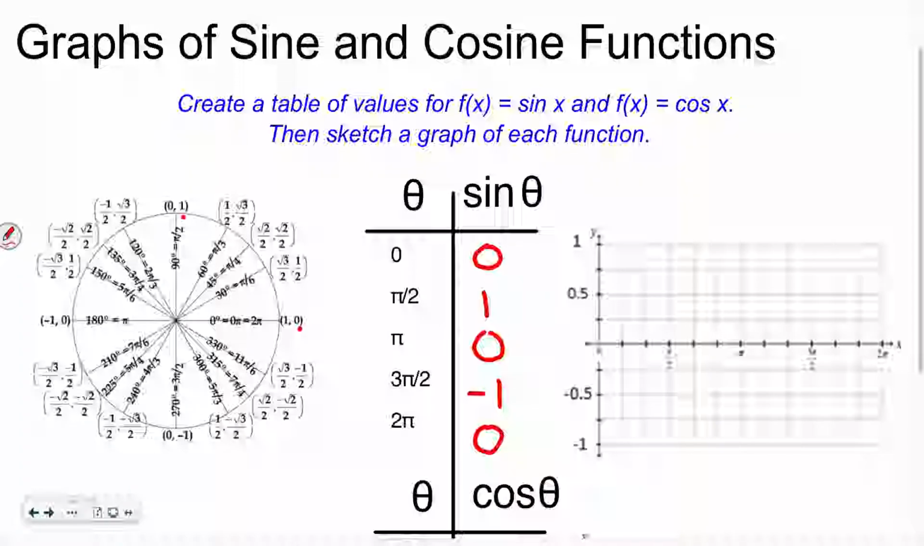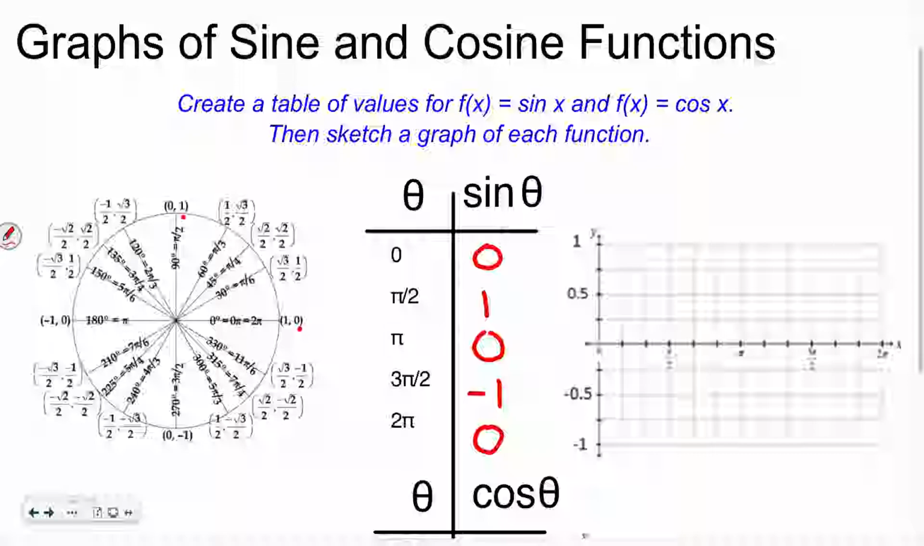And I could make that table of values longer. I could go from 2 pi to 5 pi over 2, which is 2.5 pi, and I'd be back at 1. Then I could go to 3 pi, and I'd be back at 0. And I could go to 3.5 pi, or 7 pi over 2, and I'd be back at negative 1. Then 4 pi. Don't you agree, we can just keep going around and we're stuck on this circle, and we're just going to keep getting the same values over and over again.